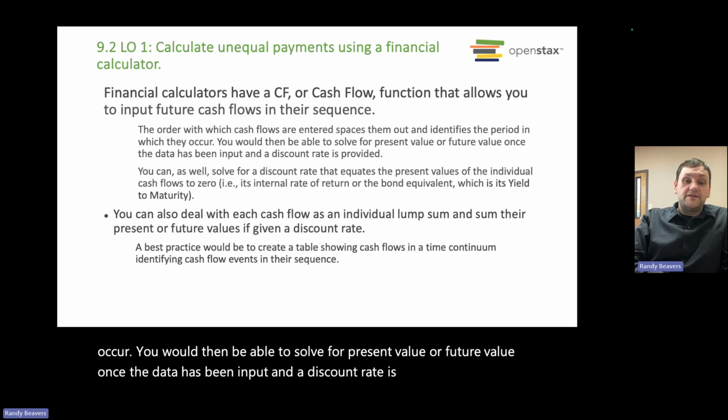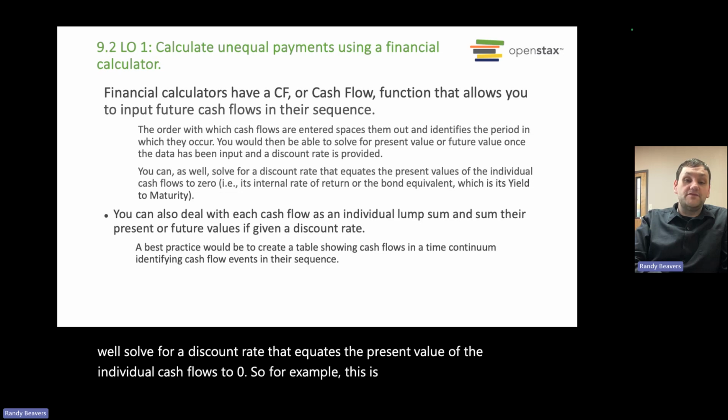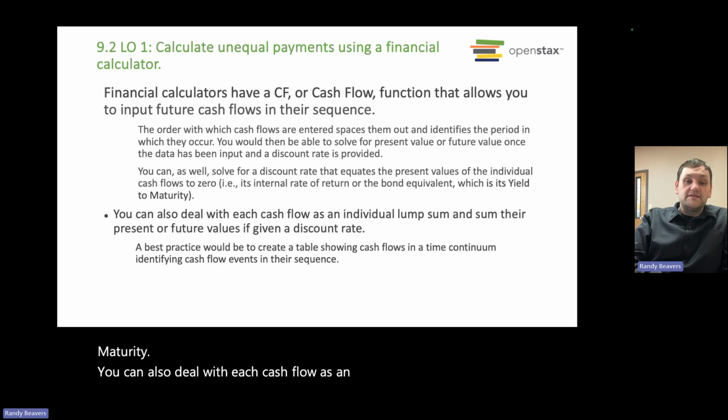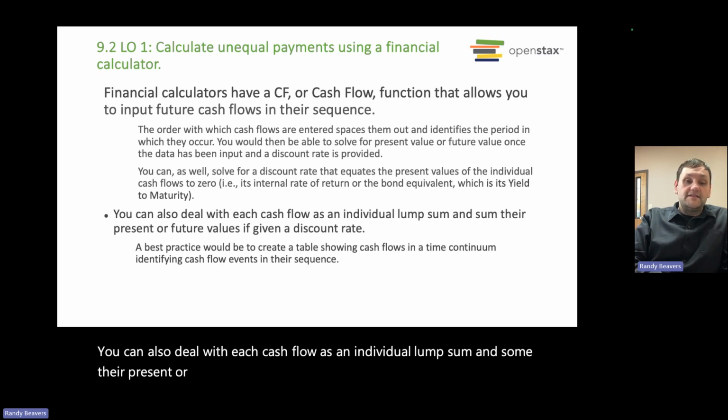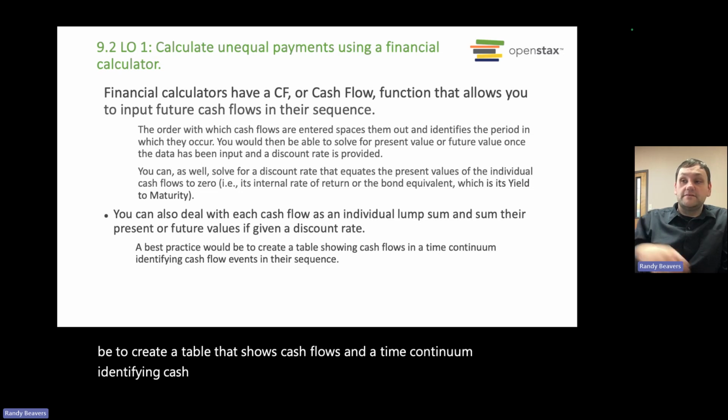You can as well solve for a discount rate that equates the present value of the individual cash flows to zero. For example, this is known as the internal rate of return, or IRR, which is the bond equivalent known as YTM, or yield to maturity. You can also deal with each cash flow as an individual lump sum and sum their present or future values if given a discount rate. A best practice would be to create a table that shows cash flows in a time continuum, identifying cash flow events in their sequence.